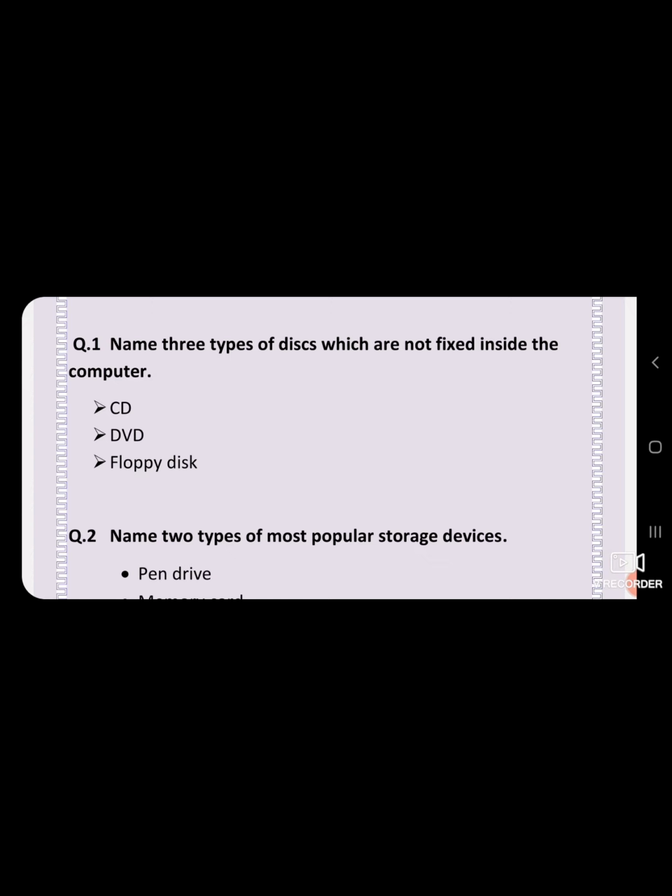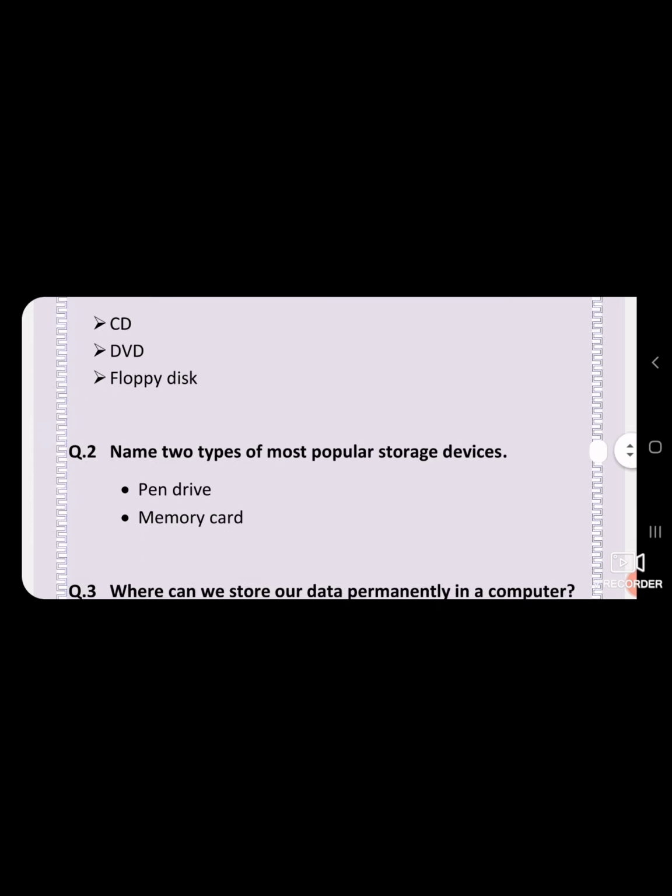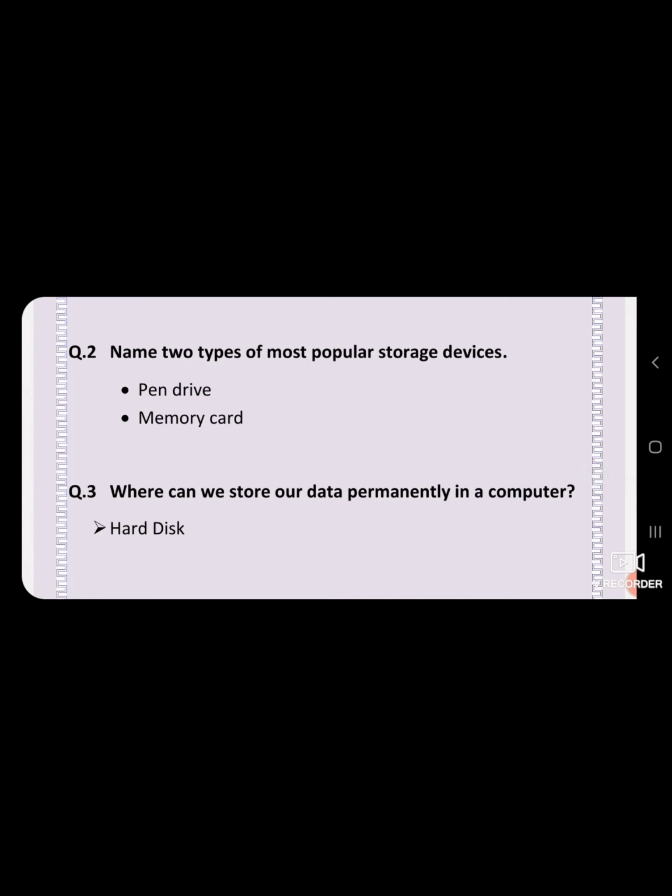CD and DVD, they look similar, right? They are in round shape, and floppy disk is in square shape. It is made of plastic. Okay. Now see question 2. Name 2 types of most popular storage devices. The most popular storage devices are pen drive and memory card.